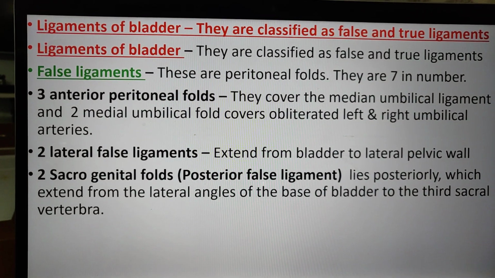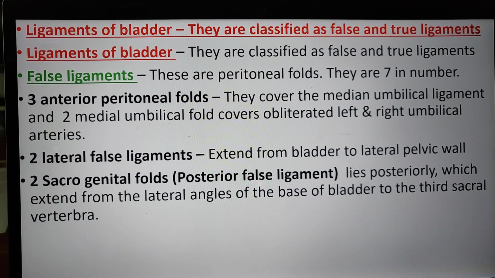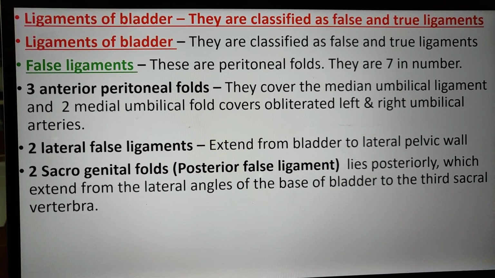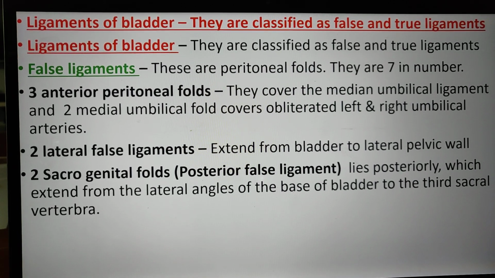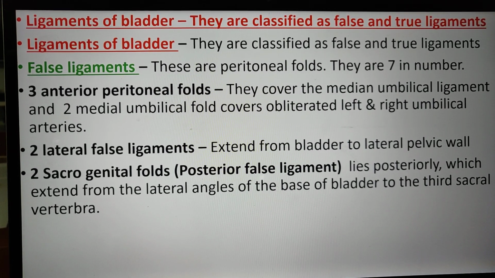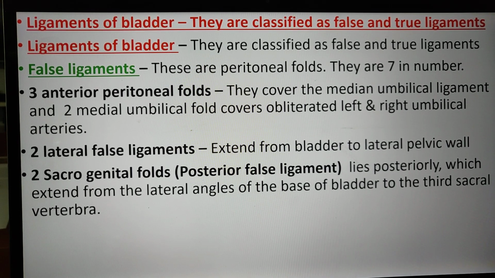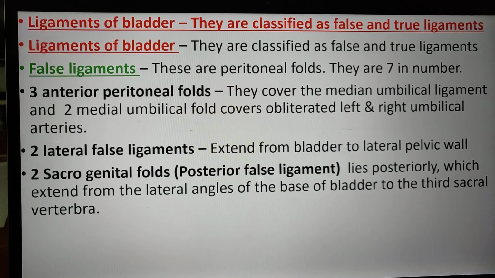The third answer: the ligaments of the bladder are classified as false and true ligaments. The false ligaments, we will discuss first, are 7 in number: 3 anterior peritoneal folds, 2 lateral false ligaments, and 2 sacrogenital folds, also called the posterior false ligaments.